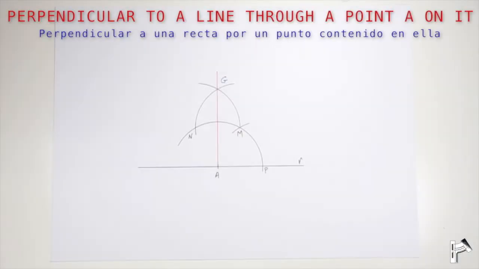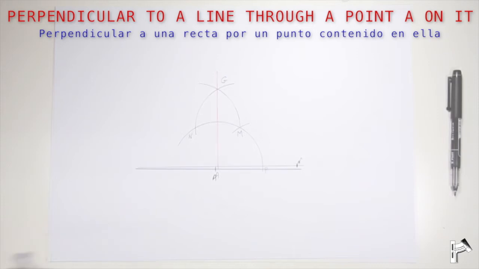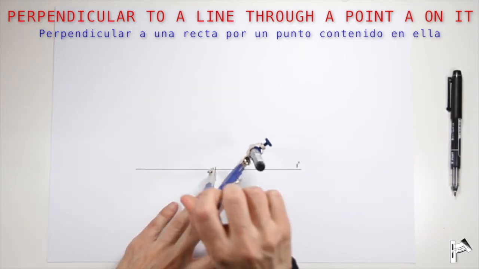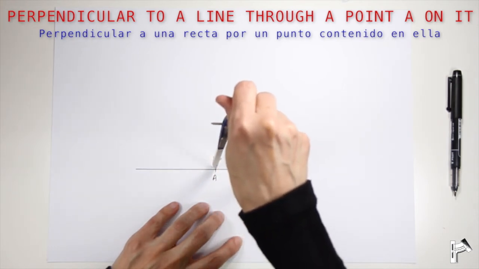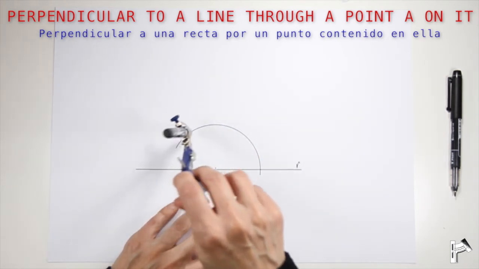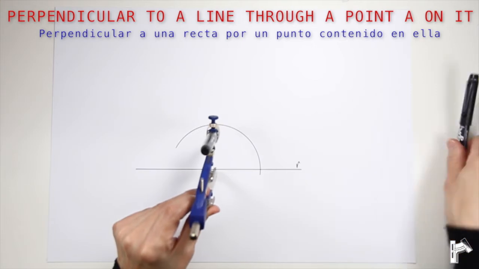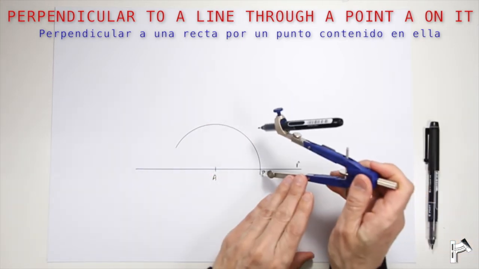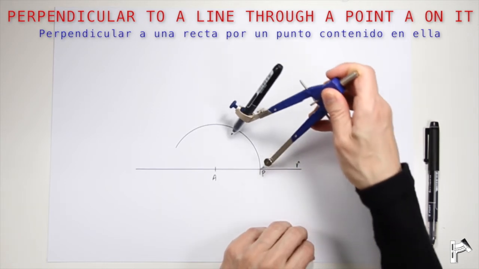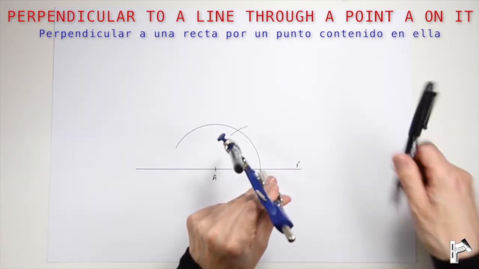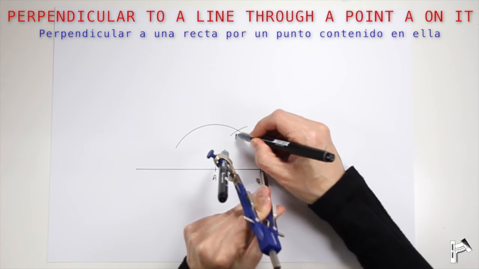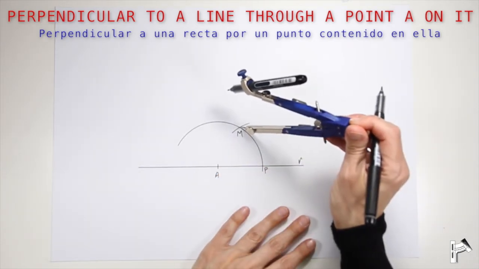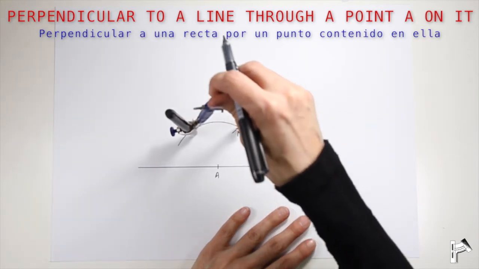Perpendicular to a line through a point A on it. We will place our compass on point A at an arbitrary length and scribe an arc that intersects with the line R on point P. With the same length, we will place our compass on point P and scribe the arc PM. Then from point M, we will scribe the arc MN.